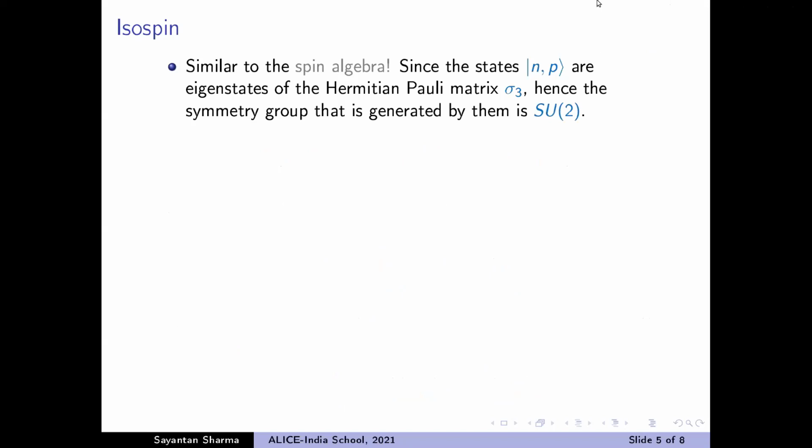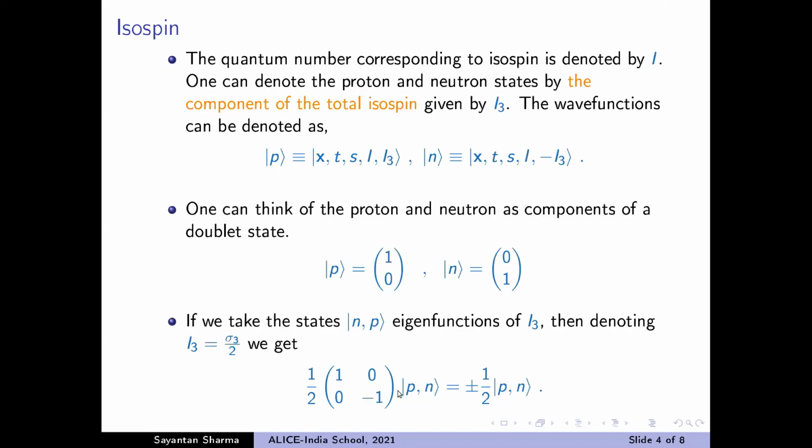Before I go to that, I should just again let you know that these neutrons and protons, as you can see, are the eigenstates of this sigma 3 operator with a factor of half. And what do you know about the properties of sigma 3? What type of matrix is that? Can any of you students answer this? It is traceless and Hermitian. Yeah, so it is a Hermitian operator.